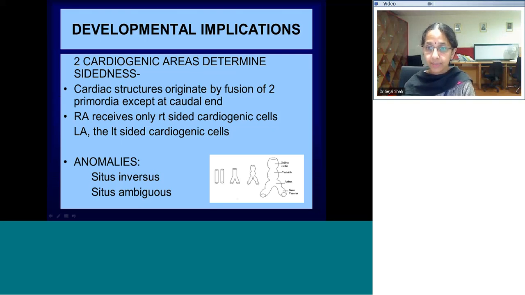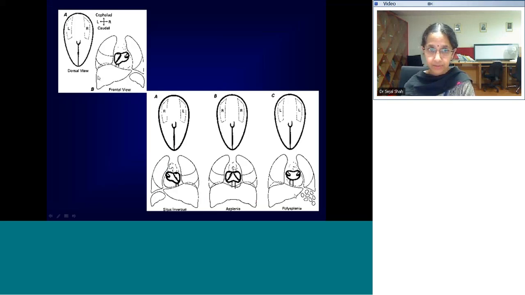What happens if this does not follow the rule? So if the right-sided cardiogenic cells do not give rise to the right atrium, then it's going to be inversus. So we have the situs inversus, or if it is a mixture of it, neither right nor left, then it gives rise to situs ambiguus.